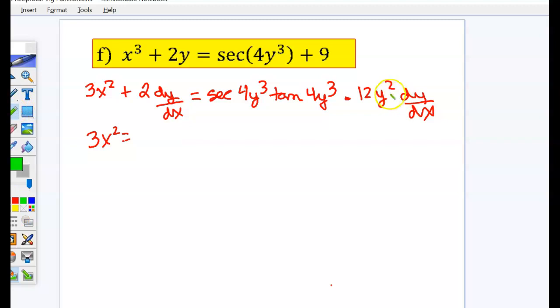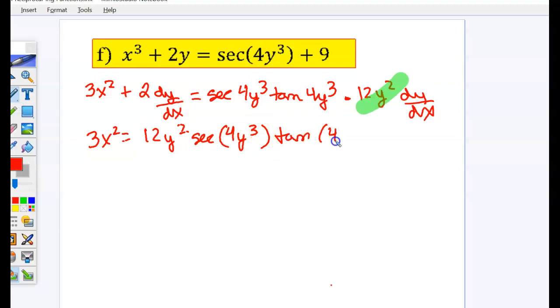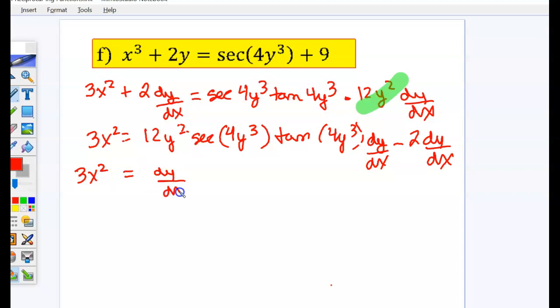I'm just going to change the order here by putting the 12y squared out front. And then I have a secant 4y cubed tangent 4y cubed dy dx minus 2 dy dx. And now I'm going to factor a dy dx out of the right-hand side. So this is going to be 12y squared secant 4y cubed. Again, you don't have to use those brackets in that one, but sometimes it's nice and neat.